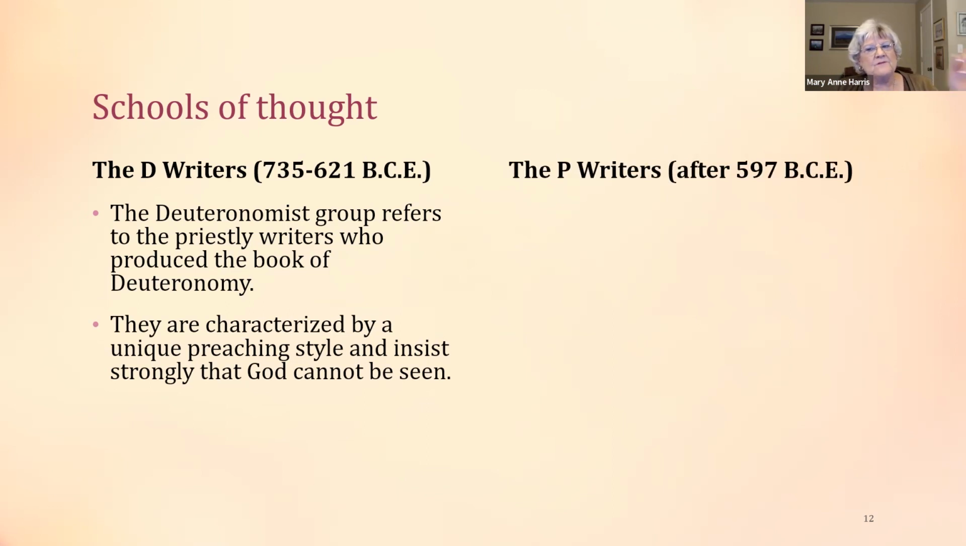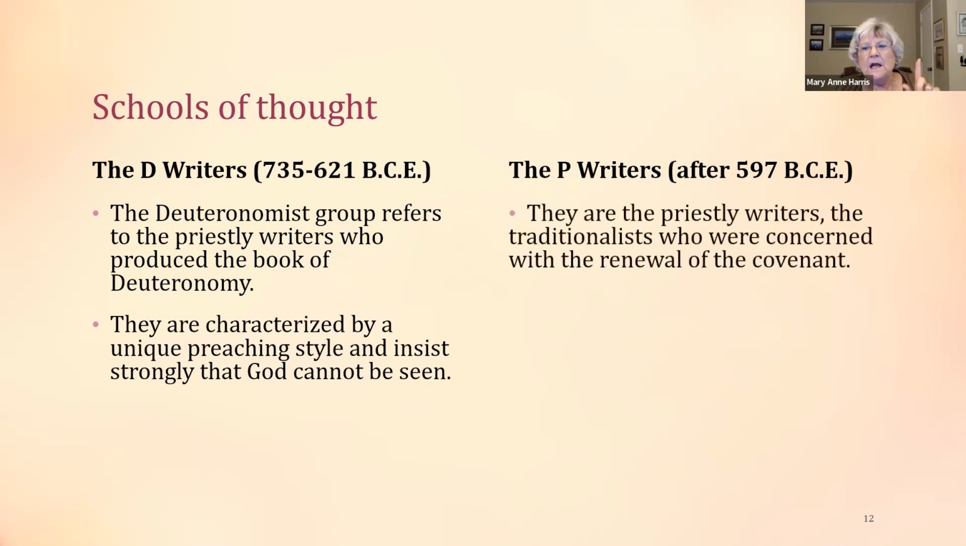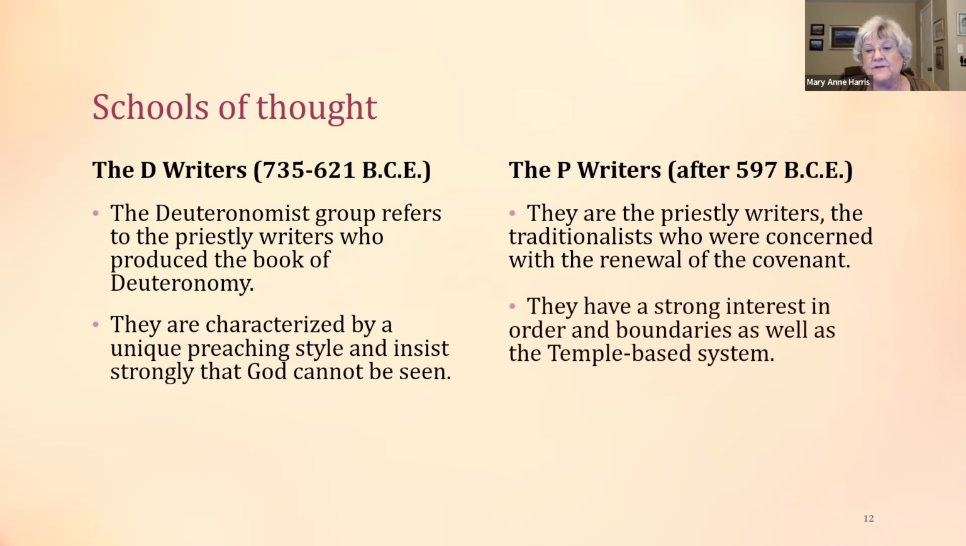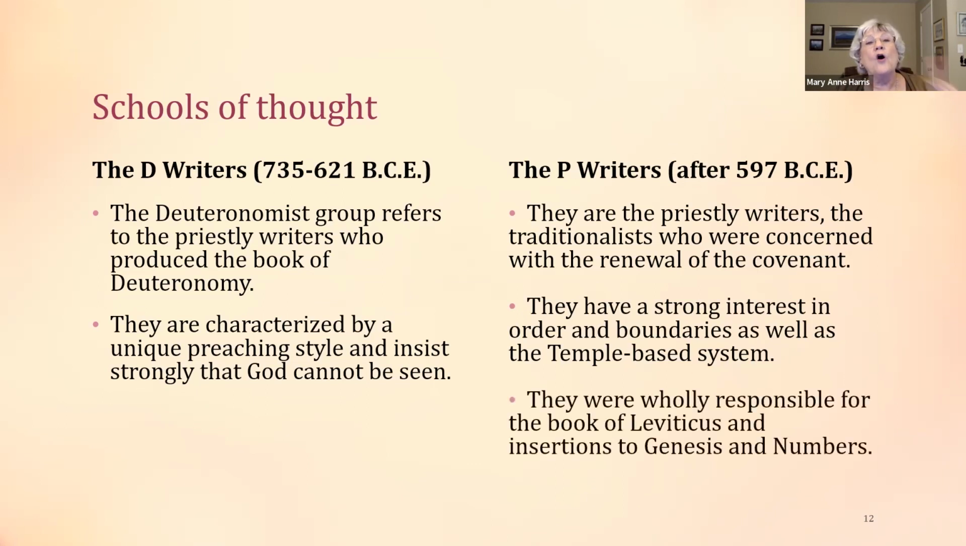And then the priestly writers, check the dates. This is post-Babylonian captivity. They were the priestly writers, the traditionalists, who would want to renew the covenant after the tribe came back home after the Babylonian captivity. They had a strong interest in order and boundaries, as well as a temple-based system. This is the Israelite religion Jesus of Nazareth knew. Check out the dates. They are wholly responsible for the book of Leviticus, insertion into Numbers and Genesis as well.